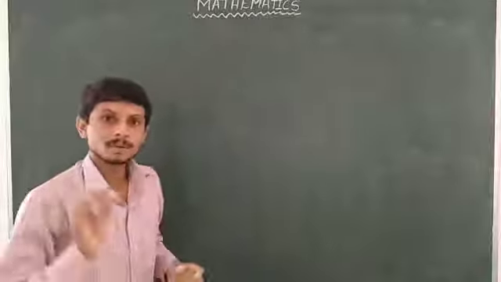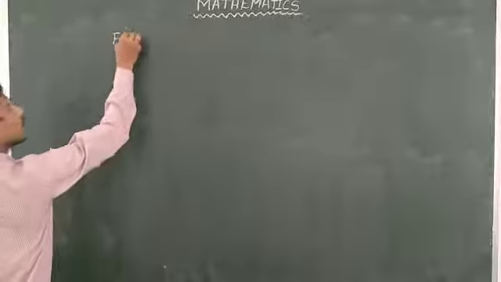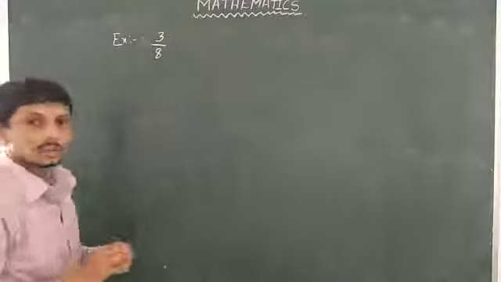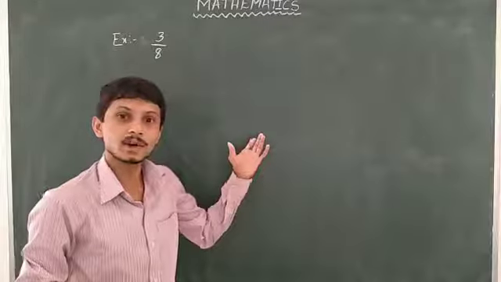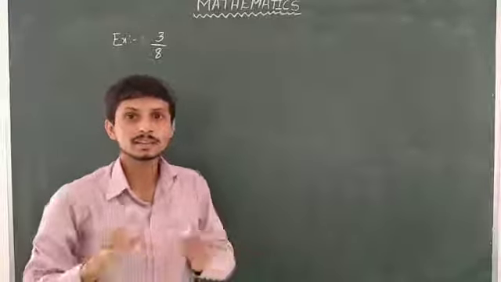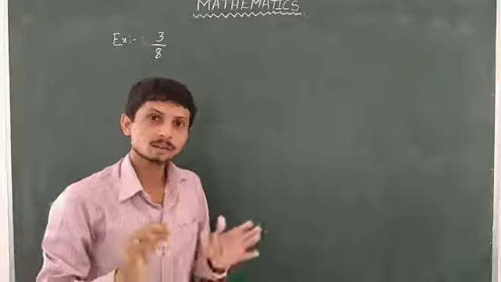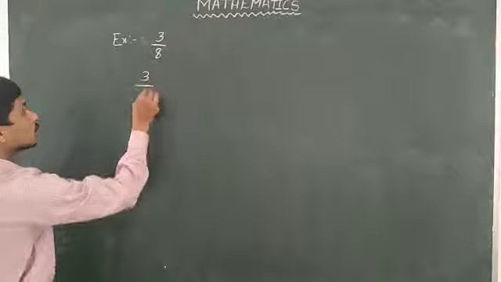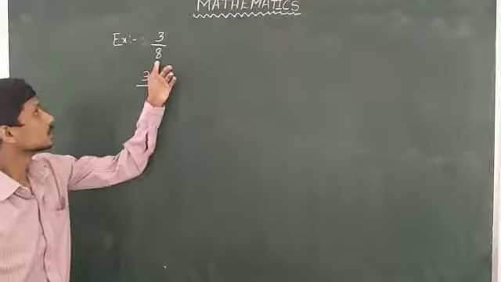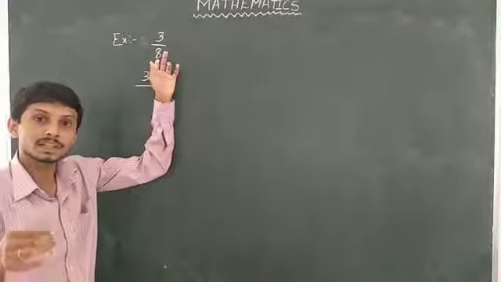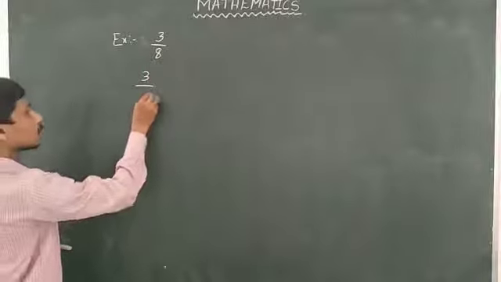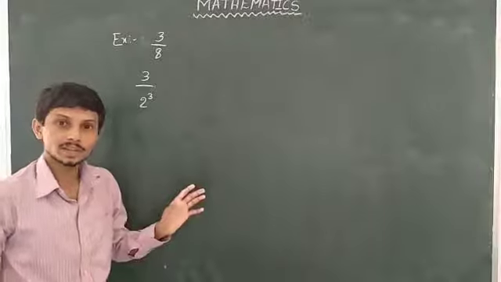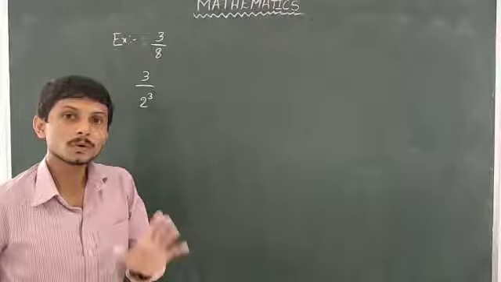So for problem 1, we are taking example 1 as 3 by 8. Here we have to represent this denominator in the form of 2 raised to n and 5 raised to m, where n and m are positive integers. There are no negative integers. Just here 8 can be represented as 2 raised to 3, so 3 by 2 raised to 3. The denominator can be expressed in the form of 2 raised to n into 5 raised to m here.